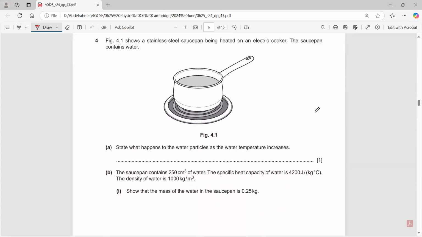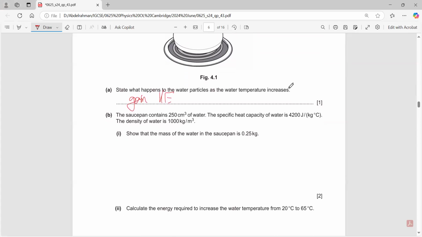Figure 4.1 shows a stainless steel saucepan. State what happens to the water particles as the temperature increases. They gain kinetic energy. They move faster. The saucepan contains 250 centimeters cubed. The specific heat capacity is 4,200. The density is 1,000. Show that the mass is 0.25 kilograms.